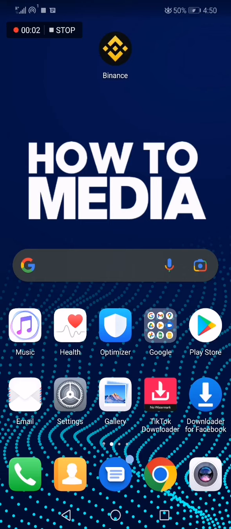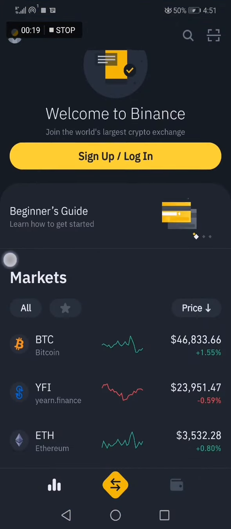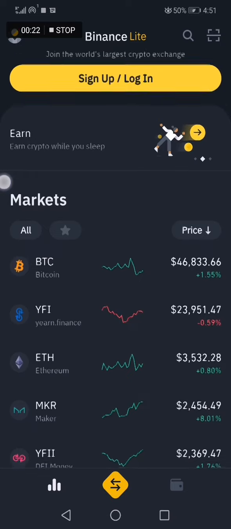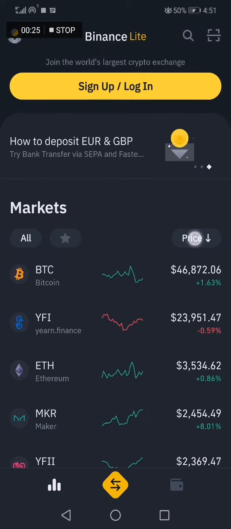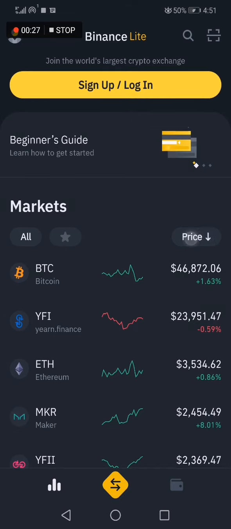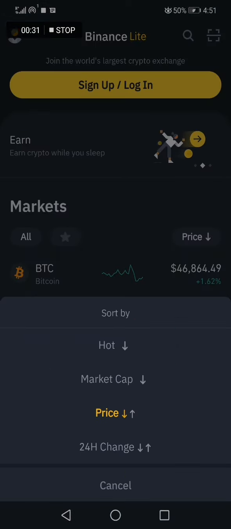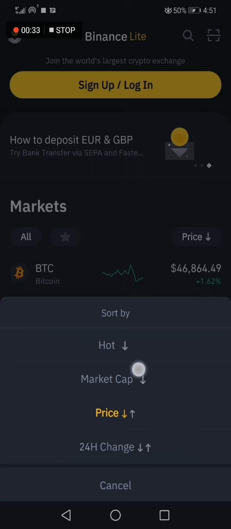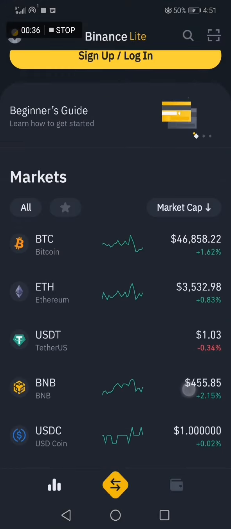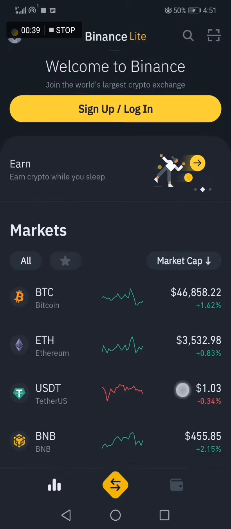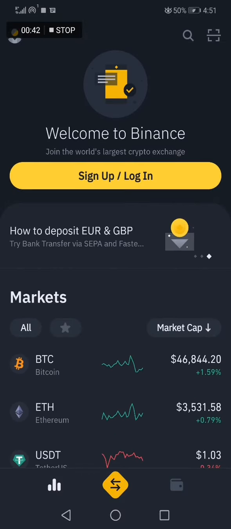How to sort markets by the market cap on Binance. Hello guys, in today's video I'm gonna show you how to sort the markets by the market cap on Binance. So first thing we do is we go to Binance app like this, and now as you can see this is the home page. Now you should click on this option here, and you have to sort it by market cap here as you can see, and that's it. Now all the markets are sorted by their market cap.